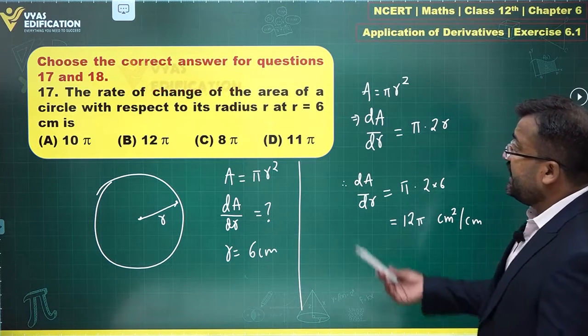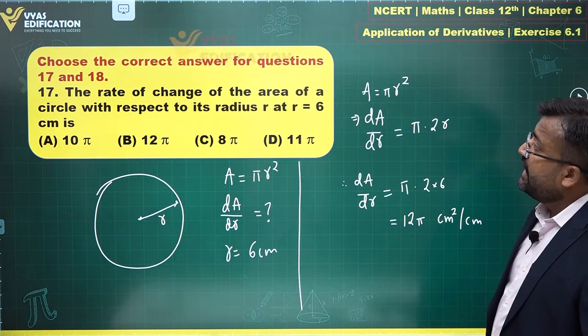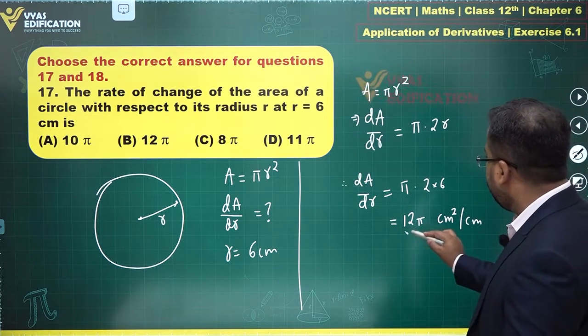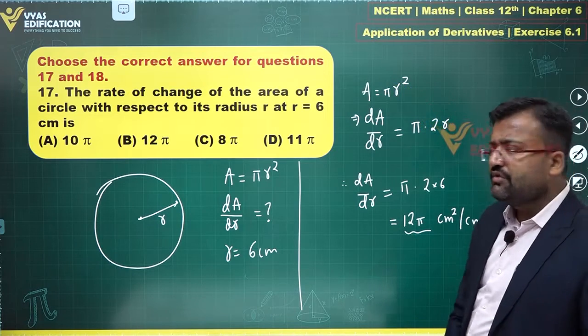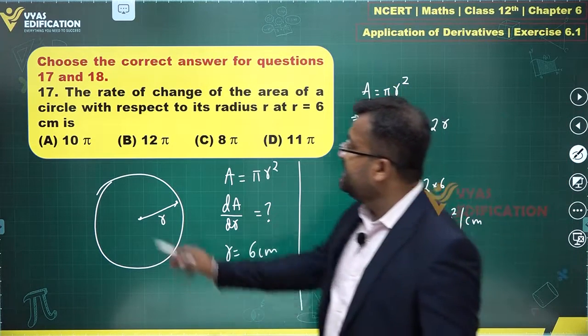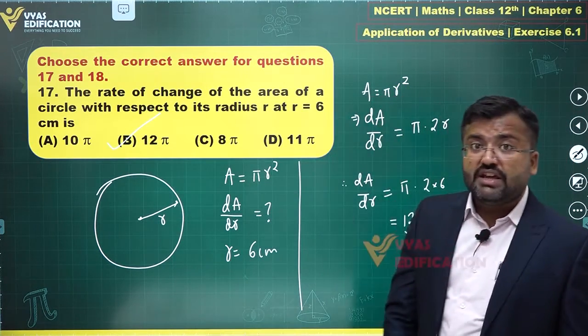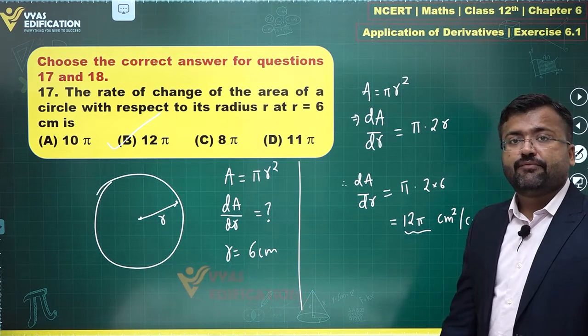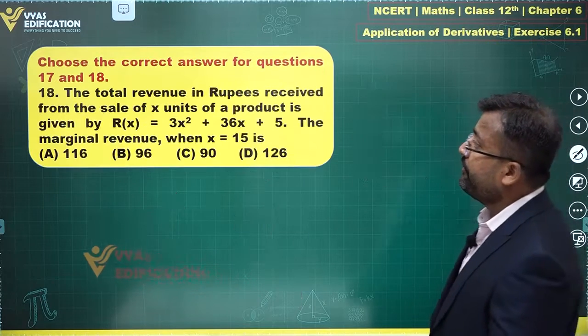And which option is correct with respect to its radius r at r equal to 6 centimeter? You are only supposed to find the magnitude since units are not mentioned. You are not supposed to worry about that too much. 12 pi is the answer. Therefore, option B is the correct answer for this question. Let's move on to the next one.